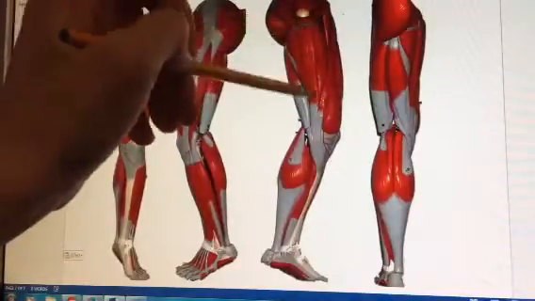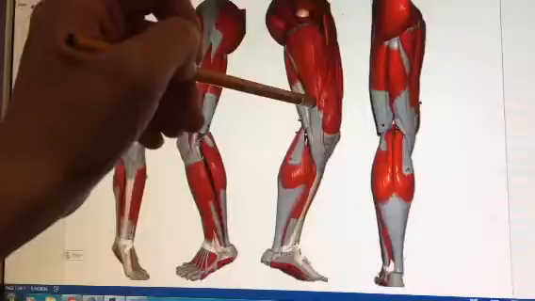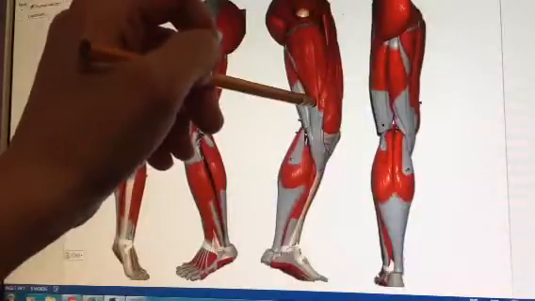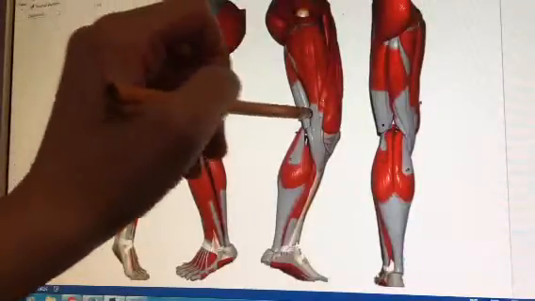And this helps us to adduct the leg, or to bring the legs together when you're completing a jumping jack. So that's the gracilis muscle.